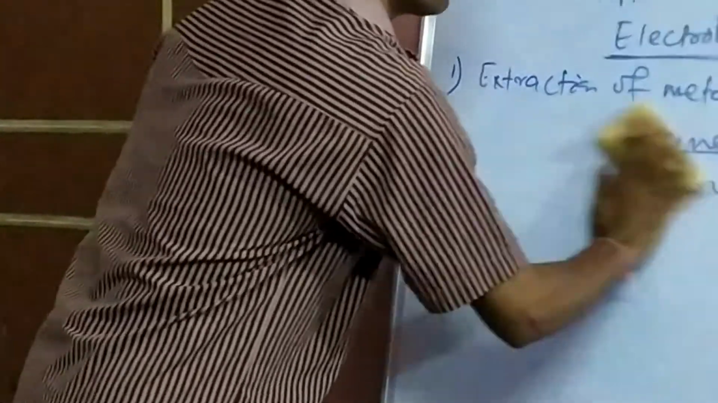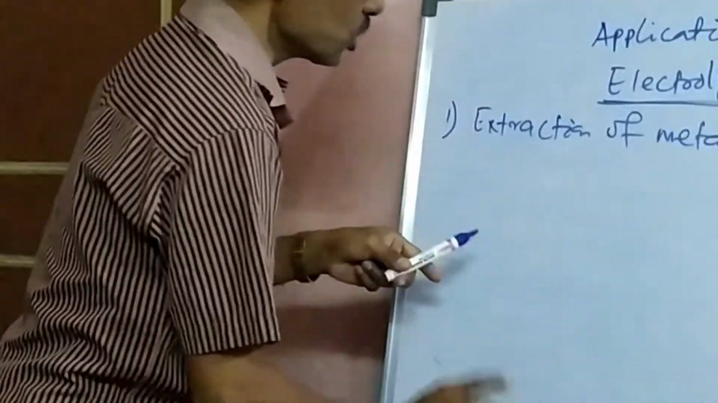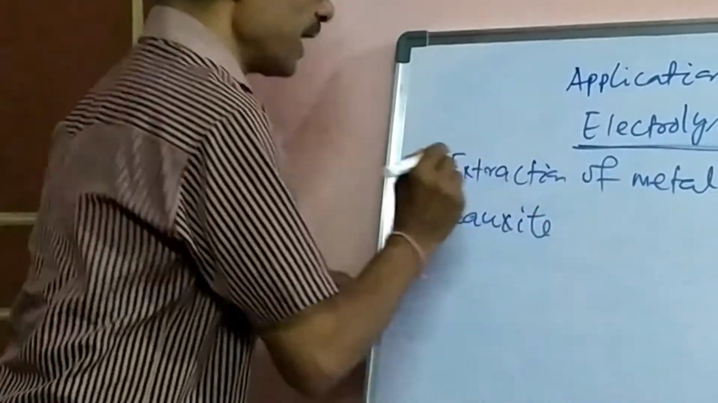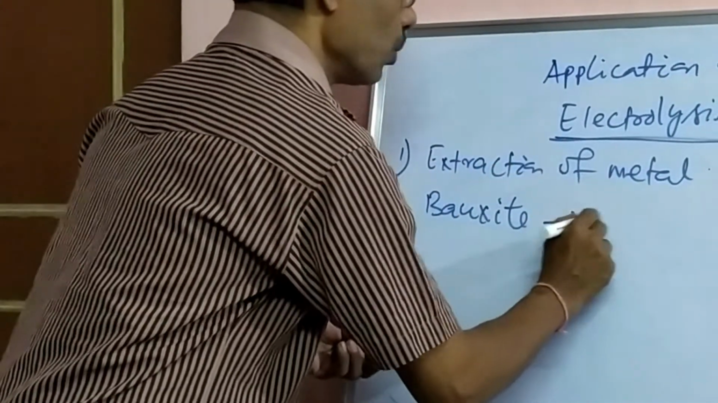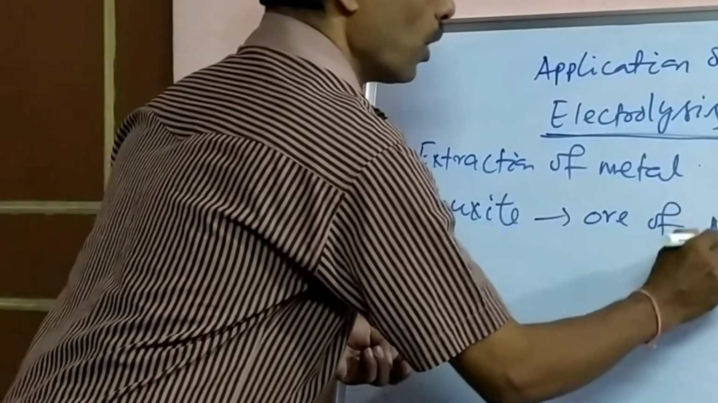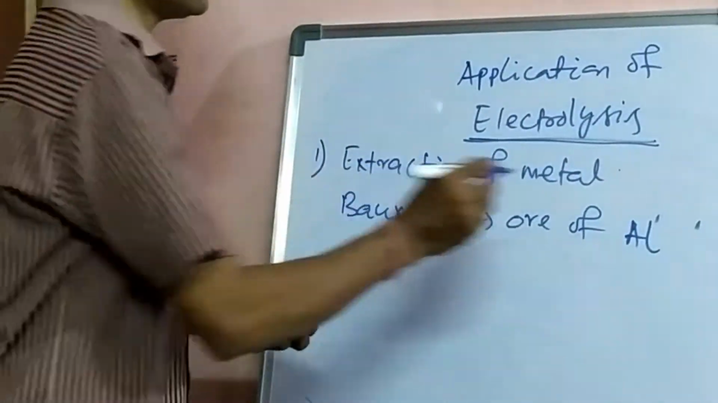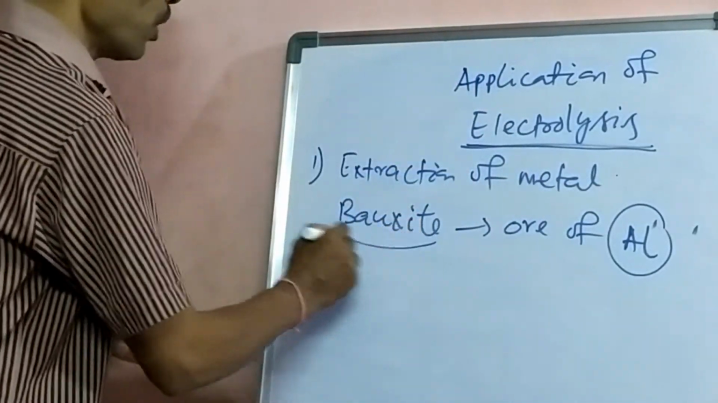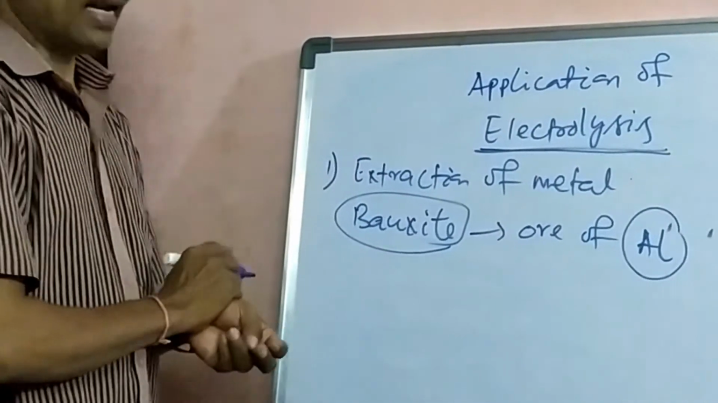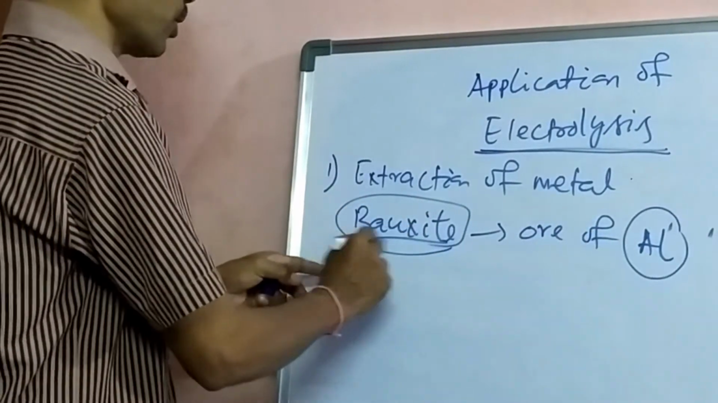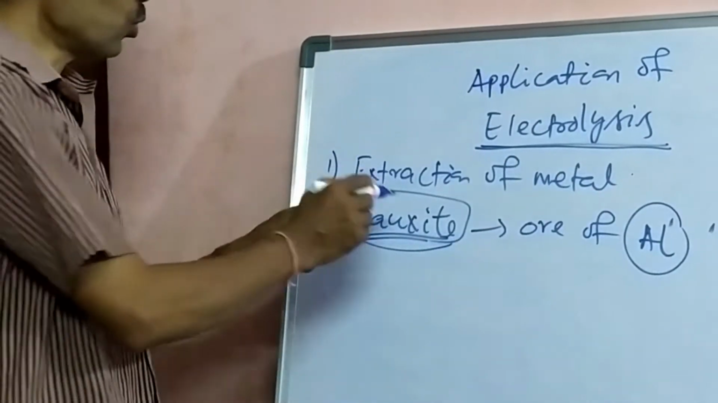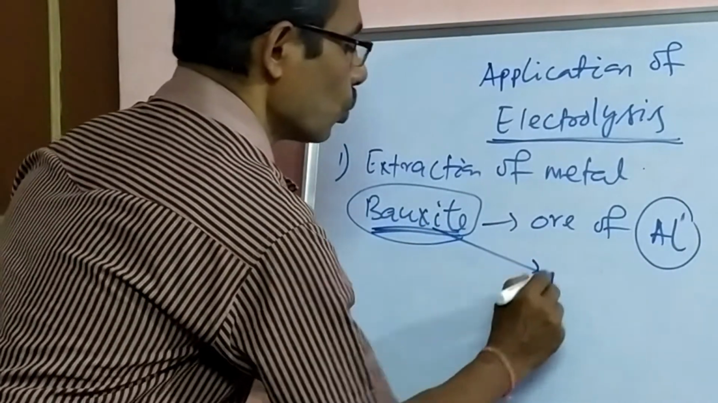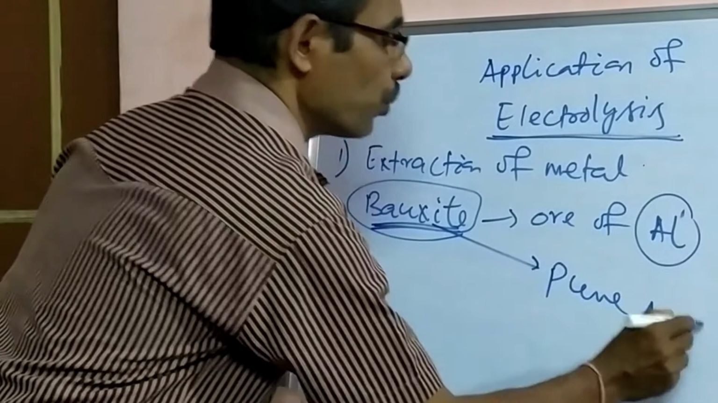So for example, I will take bauxite. Bauxite is nothing but the ore of aluminium. Right? Now this aluminium is present in a compound form. The common name is called what? Bauxite. Now that means bauxite is nothing but the impure form of aluminium. How do we now extract pure aluminium from this? That means from bauxite we should get pure aluminium.